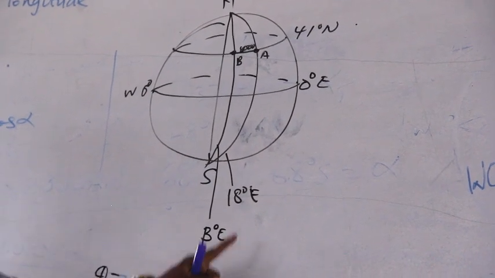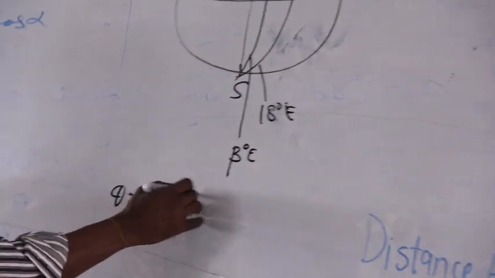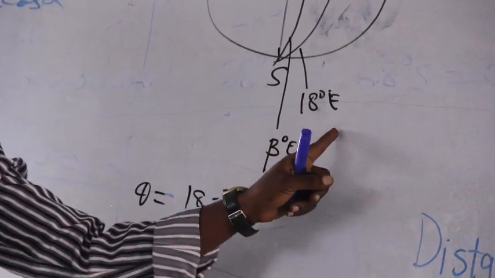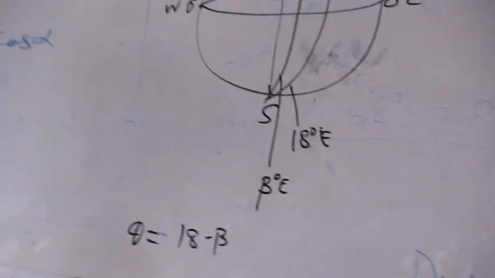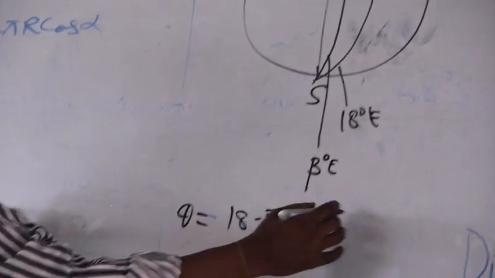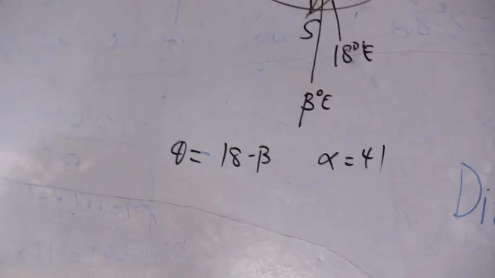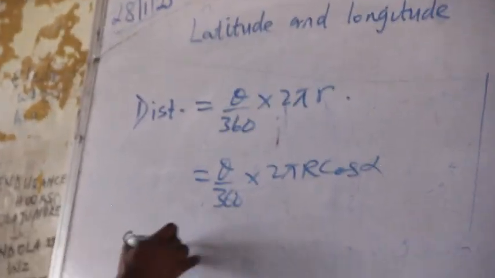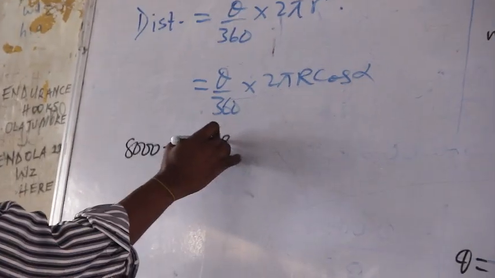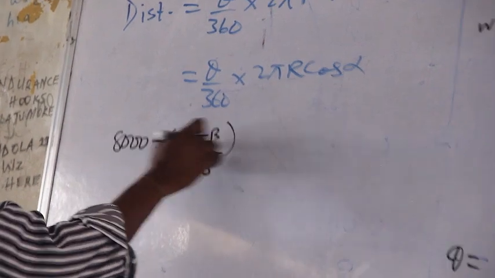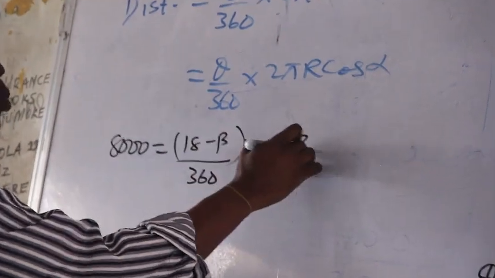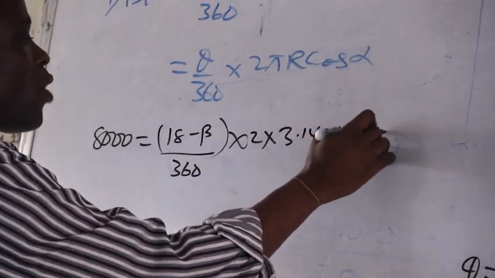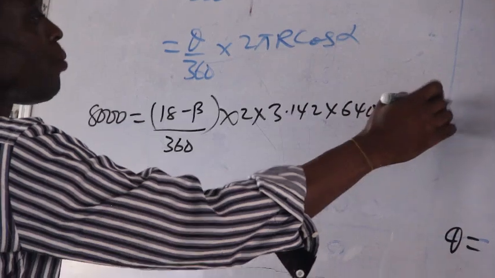according to my own diagram, angular difference is 18 minus beta, because the way it is drawn now, 18 is more than beta. Abi? Am I communicating? Yes, sir. Okay. So, and what is alpha? Alpha is 41. I will now come here and write distance. Distance is 8,000 equals theta, 18 minus beta, all over 360 times 2 times 22 over 7 or 3.142, times 6,400 times cos 41.